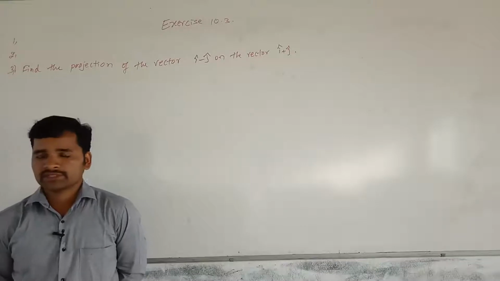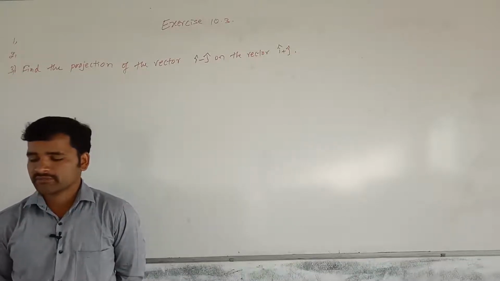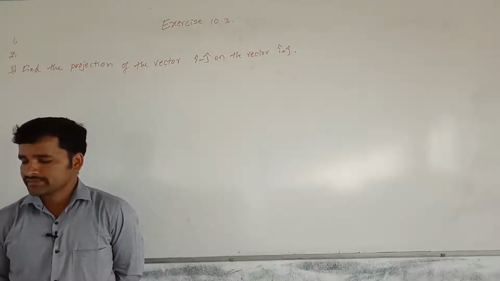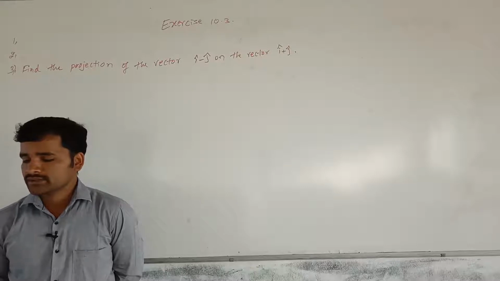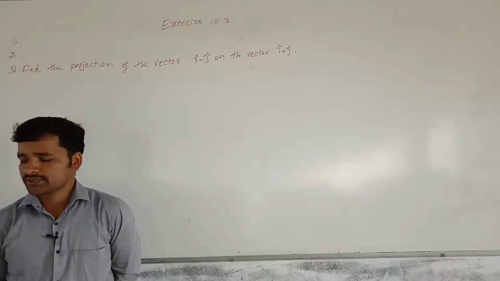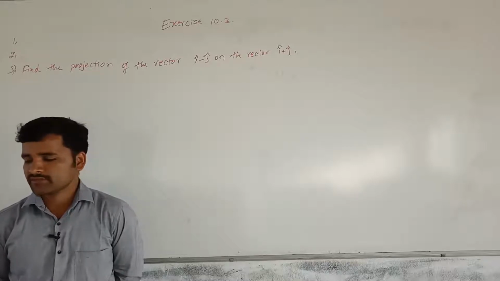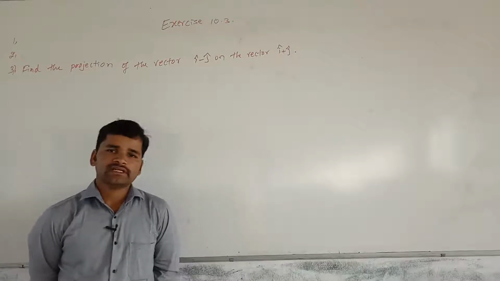What is the first question in the NCERT exercise? Find the angle between two vectors A and B with magnitudes root 3 and 2 respectively, having A dot B equal to square root of 6. A dot B is given, magnitude of A is equal to root 3, magnitude of B is equal to 2. We need to find theta.